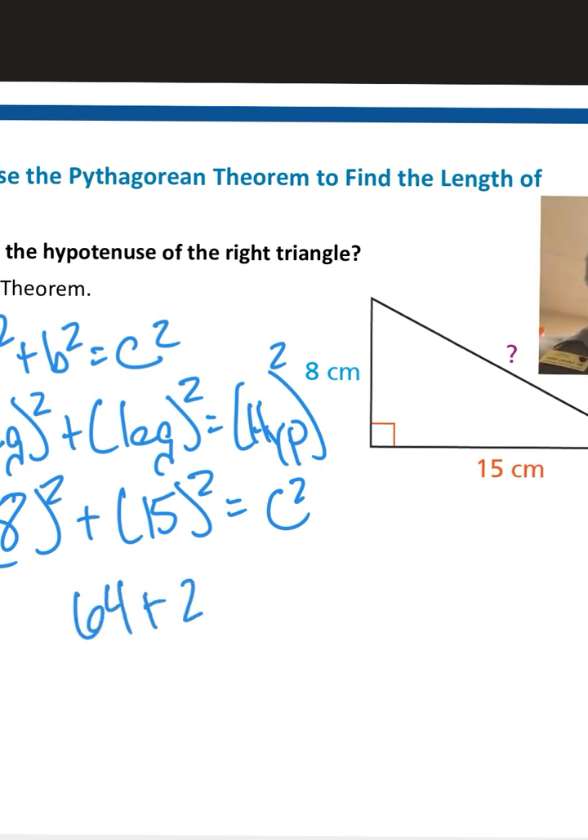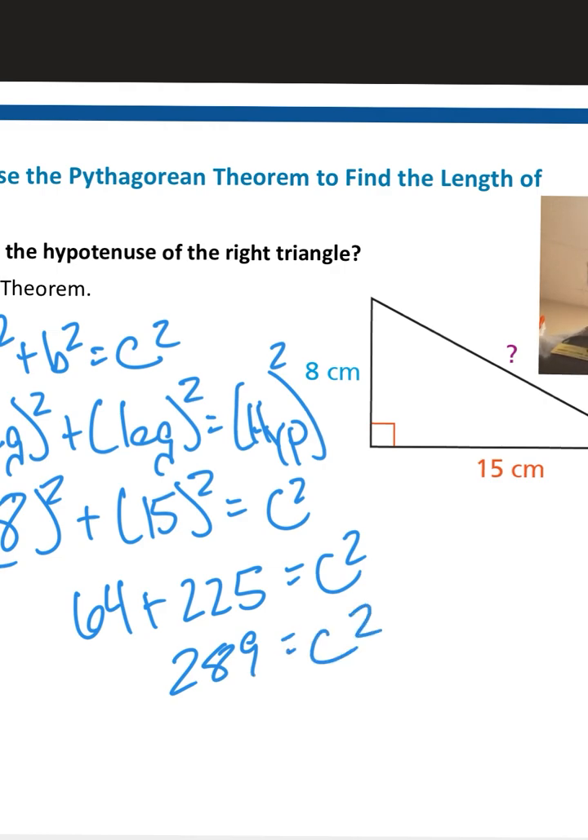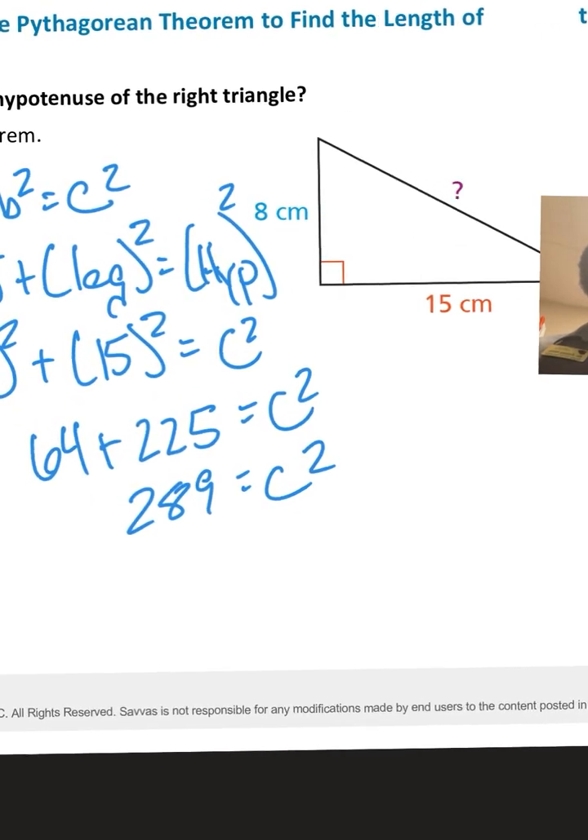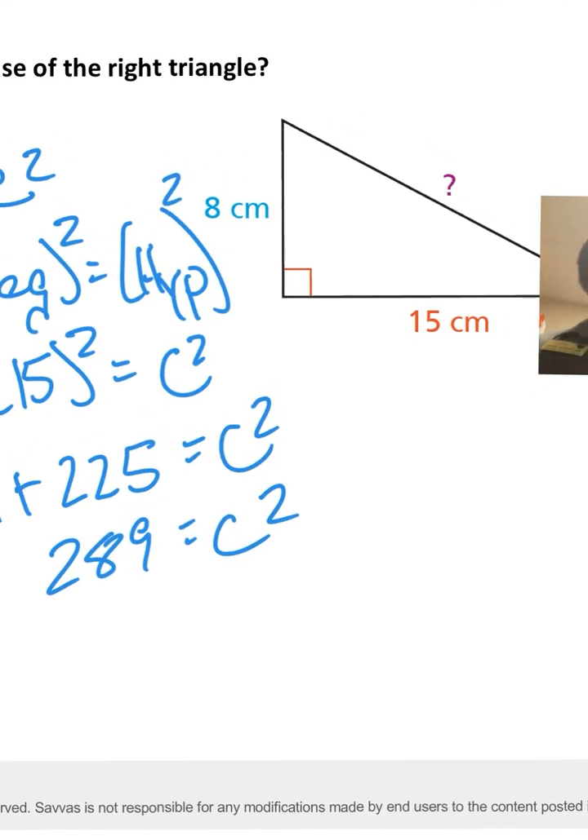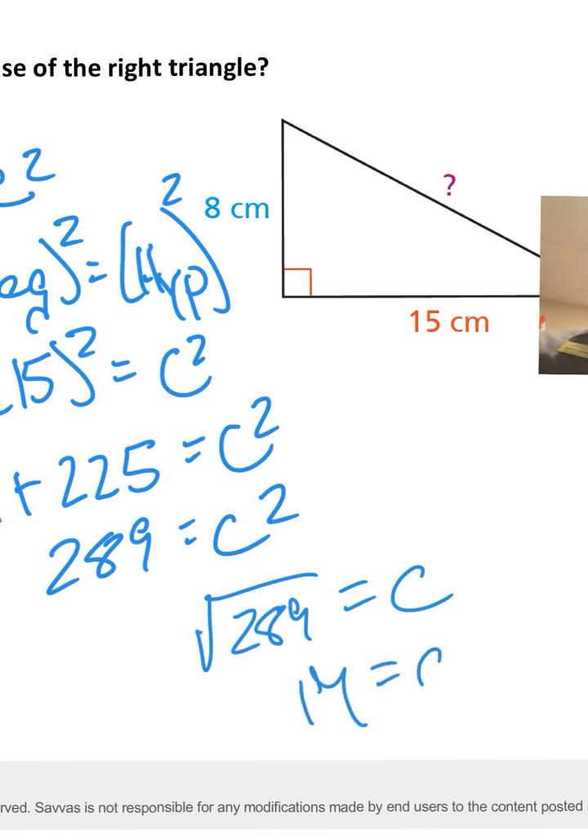64 plus 225 is equal to c squared. Okay, what do we get when we add those up? Very good. 289 equals c squared. Okay, so kind of running out of room. Let me move this around a little bit. All right, and so we're going to take the square root of 289. That's going to equal c. And so we get 17 equals c.